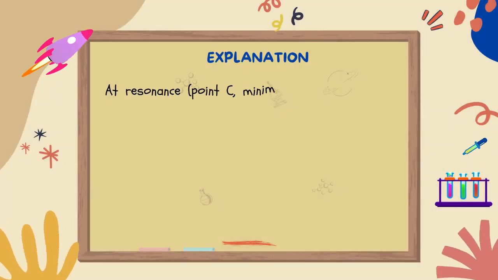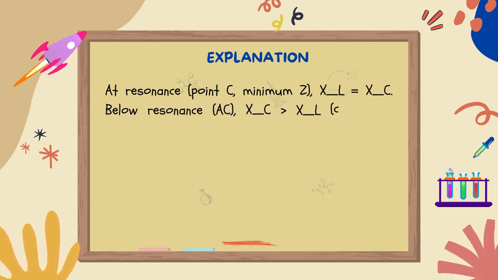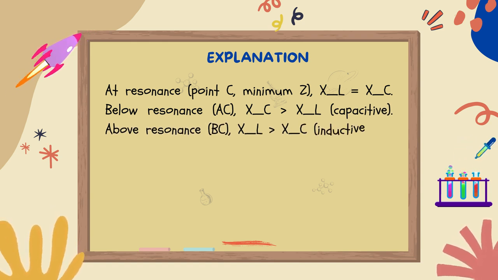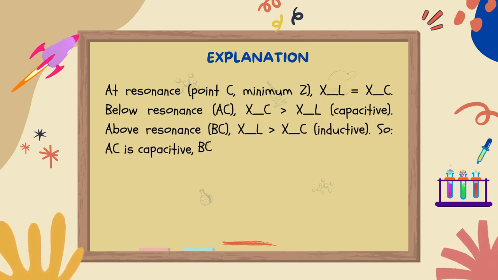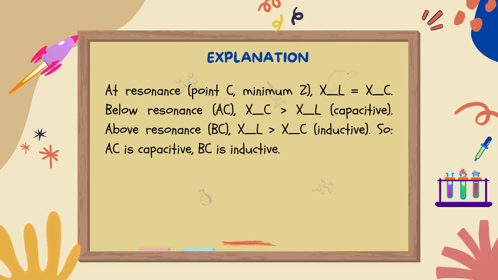Explanation: at resonance, X sub L equals X sub C. Below resonance, X sub C greater than X sub L. Above resonance, X sub L greater than X sub C. So, AC is capacitive, BC is inductive.